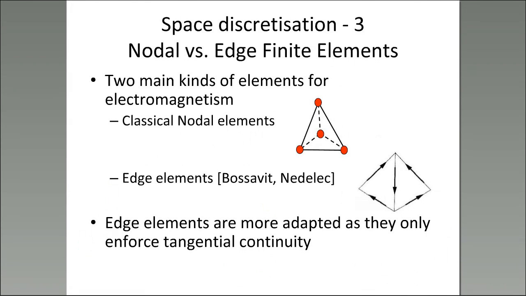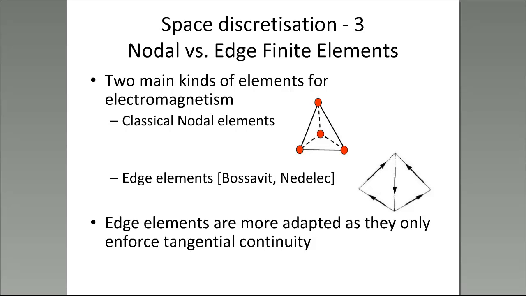Another thing which you need to know when modeling electromagnetic problems for solid-state forming processes is that you basically have two kinds of elements. You have what I would call classical nodal elements, in which the unknowns are the values of the field at the nodes. For instance, I have shown here a 3D P1 tetrahedron, in which the unknowns will be located at the nodes of the tetrahedron. And you also have the edge elements, developed, for instance, by Bossavit and Nedelec, in which the unknowns are the trace of the field on the edges of the finite element.